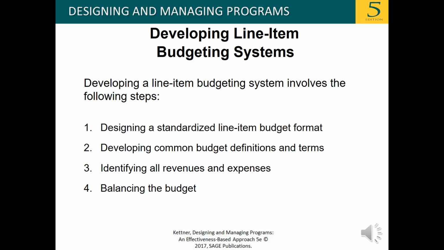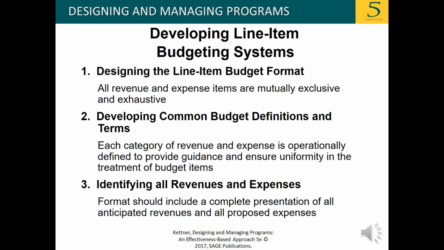Developing a line item budgeting system involves the following steps: designing a standardized line item budget format, developing common budget definitions and terms, identifying all revenues and expenses, and balancing the budget. Step 1, designing the line item budget format. All revenue and expense items are mutually exclusive and exhaustive, meaning it covers everything.